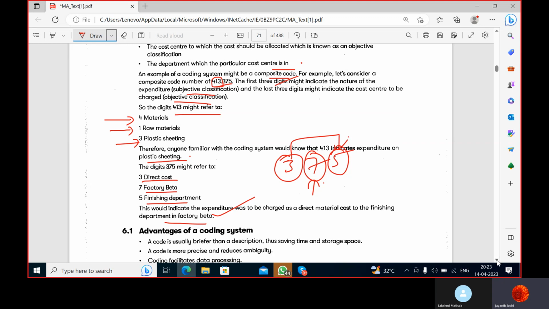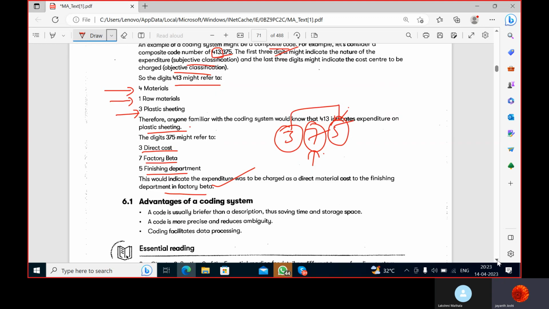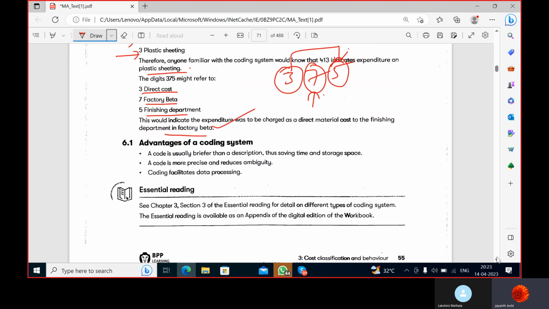Understood? So there can be various ways in which coding can be done. They have just given two examples. You can have your own convenience and way of coding. Understood?